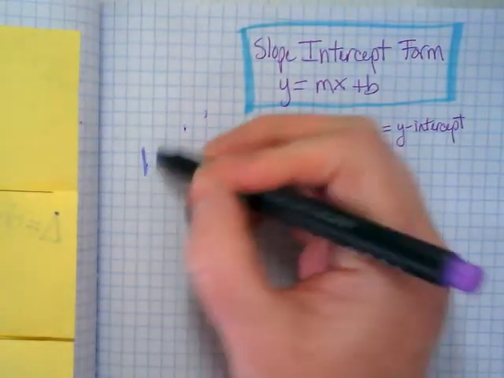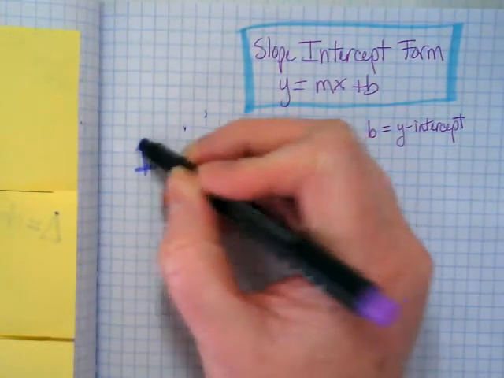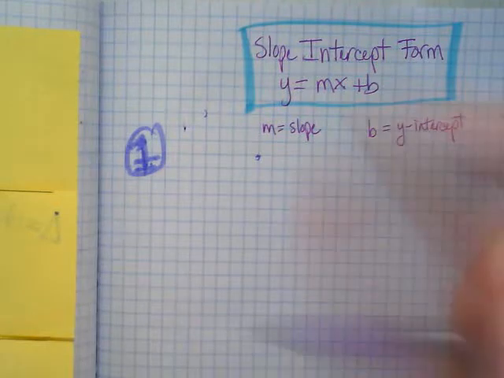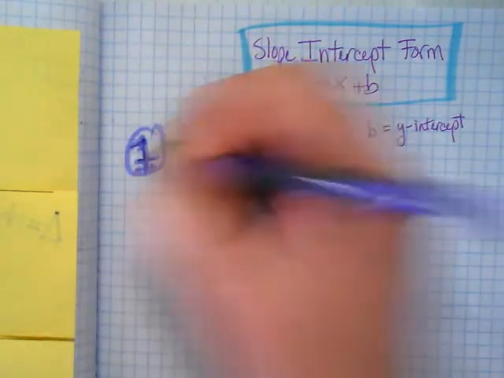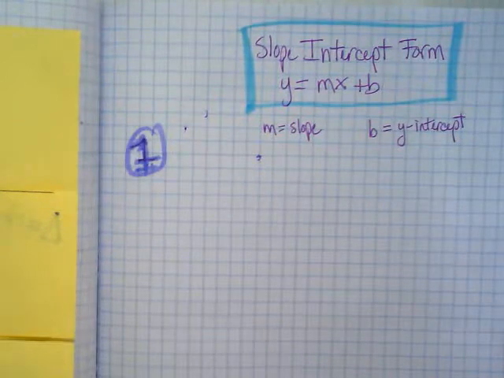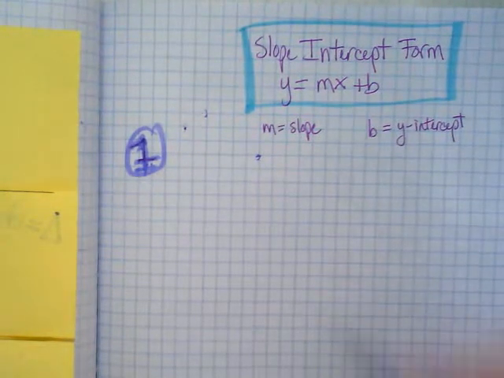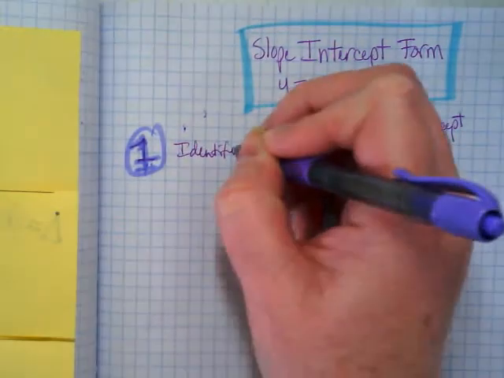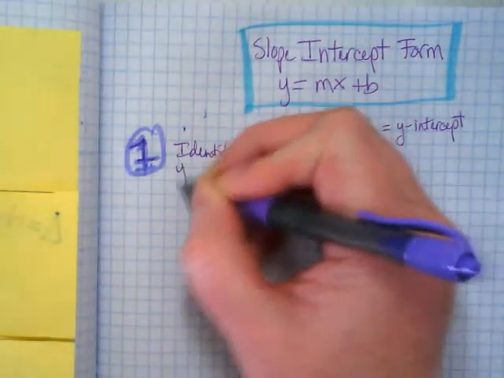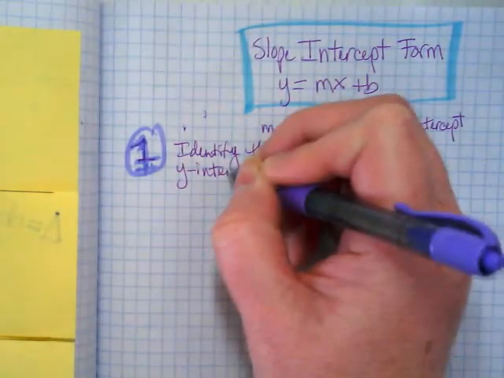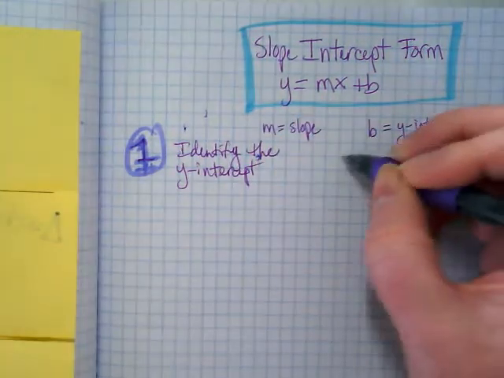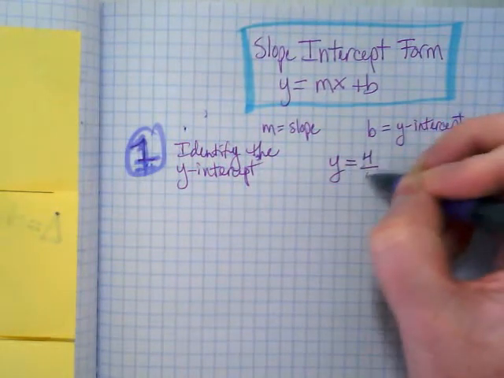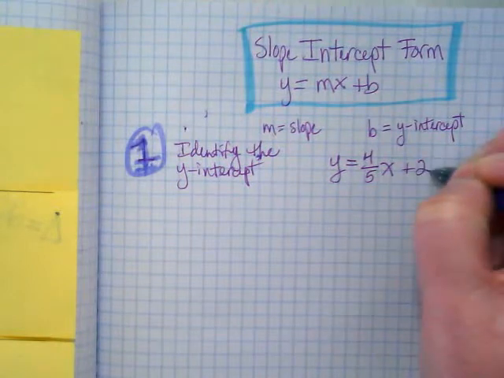We're going to start off with number one. Step one. That is a really ugly number one I just wrote. Step one in our book says, identify the y-intercept in the equation. We're going to shorten that just to identify the y-intercept. The equation that we're looking at is the one from the page. It's y equals 4 over 5x plus 2.